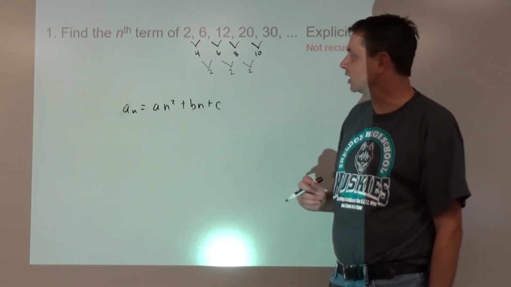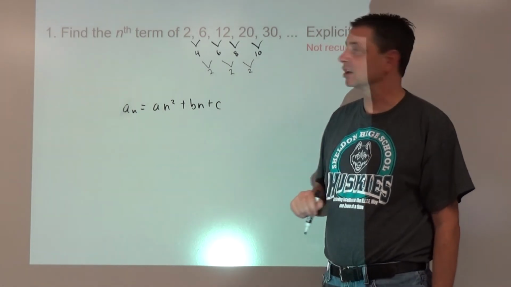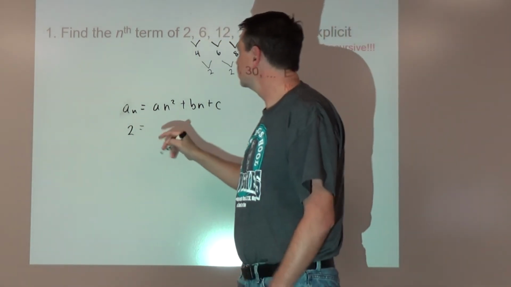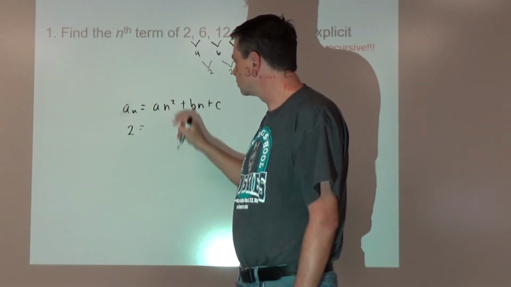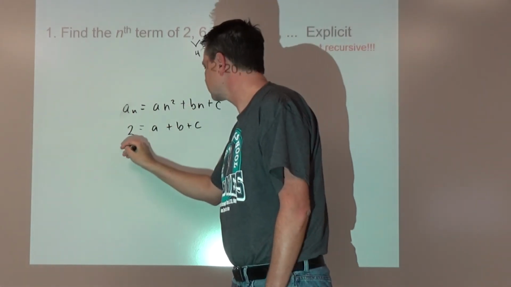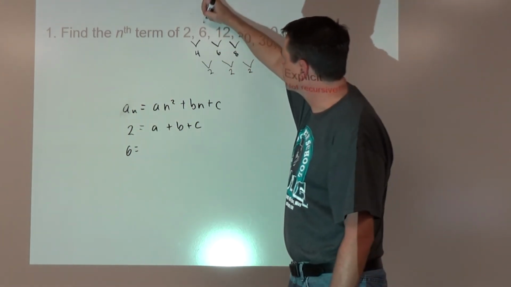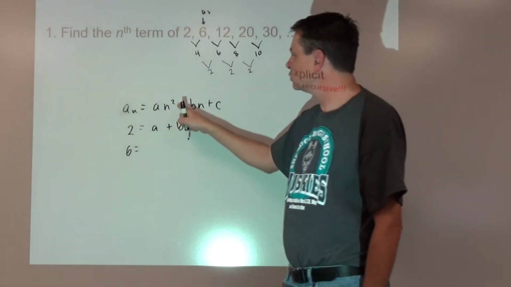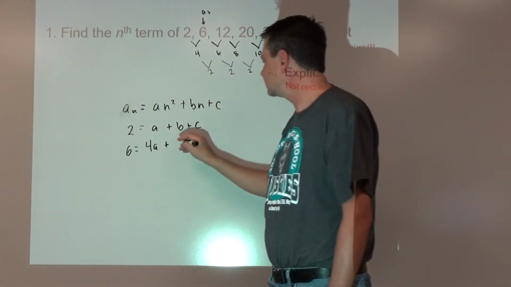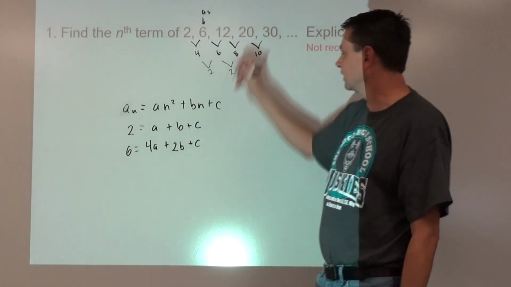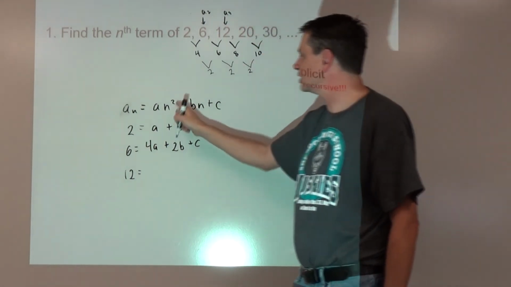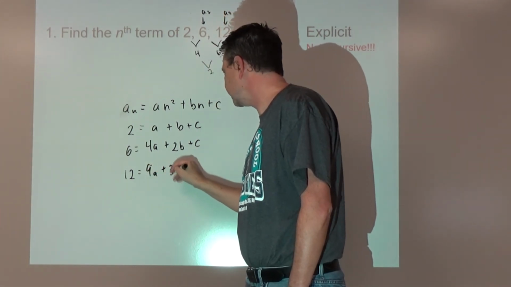So if we've got three unknowns, we're going to need three equations. Three numbers, each number is going to give us an equation. So if we go with the 2, the term a sub n is the term, 2 is equal to, and its position is 1, so n is 1. So a plus b plus c. And then 6 is equal to, now we're talking about the second position, so this is a sub 2, so n is now 2, 2 squared is 4, so 4 times a plus b times 2 plus c. And the last one, 12 is equal to, and now we're talking about a sub 3, so n is now 3, 3 squared is 9 times a plus 3 times b plus c.